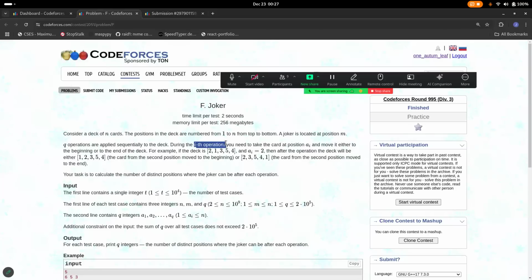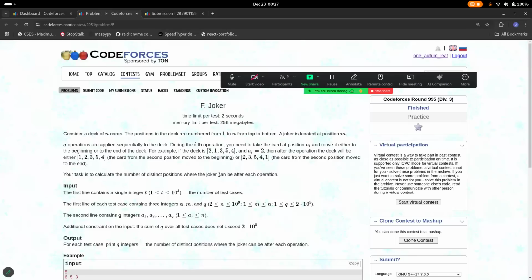And during the ith operation, we are given an integer a of I. And what we can do is we can take the card that's at the position a of I and either move it to the beginning of the deck or to the end of the deck. Basically, our deck is represented by an array and say our a of I is 2. So we can take this element and remove it from here. And we either add this one to the start of the array or to the end of the array. This is the operation and we are given a of I in a particular order.